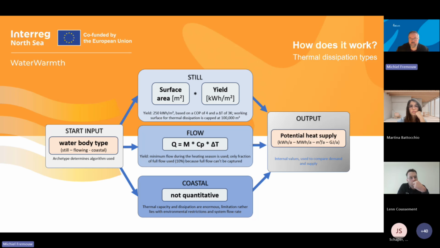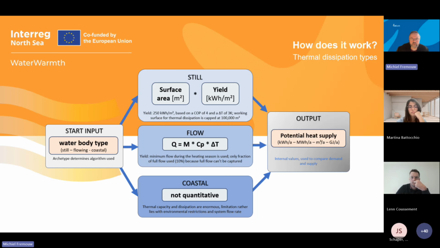This is based on different thermal dissipation types. For still water, the surface. So then we look at that. For flowing water, and you can forget this formula, but it's about cubic meters that flow through your water body at a certain temperature, and you create a difference. That's your potential. And for the coastal calculation, it's not quantitative. That means you can pump in and out as much water as you can, depending, of course, which permit you get. It's mostly about what delta T you can achieve and how cold the coastal water gets.